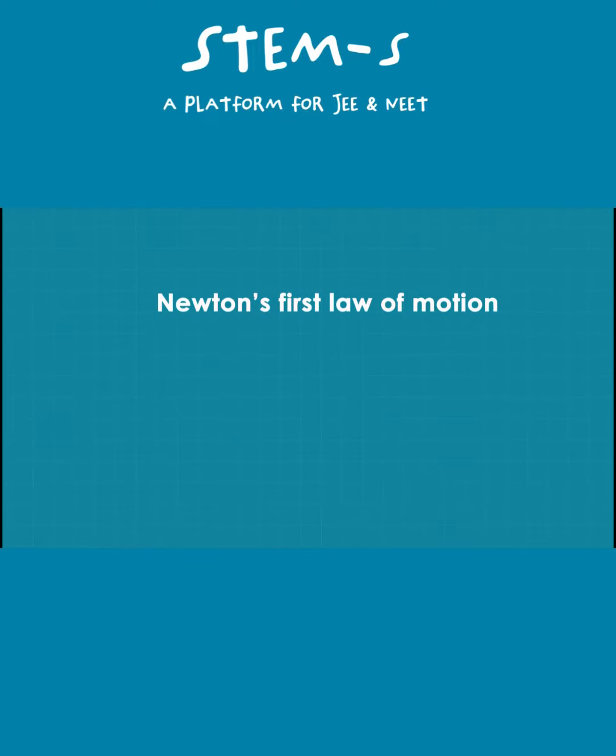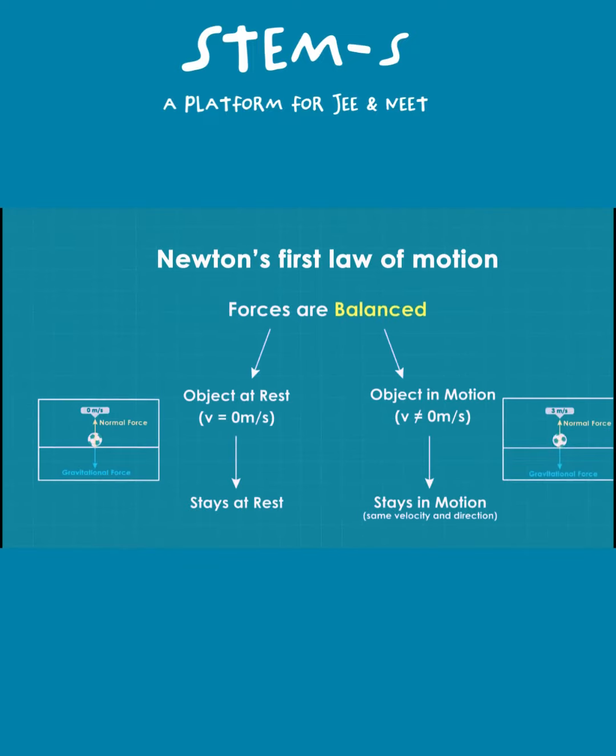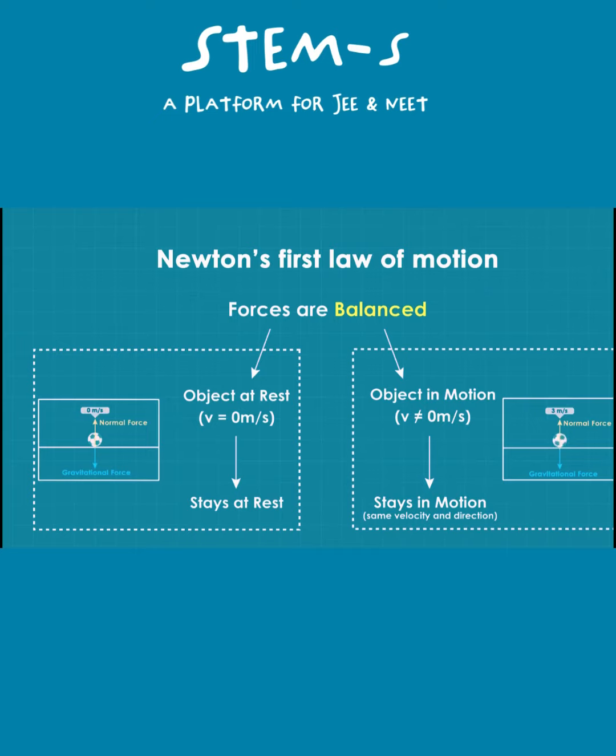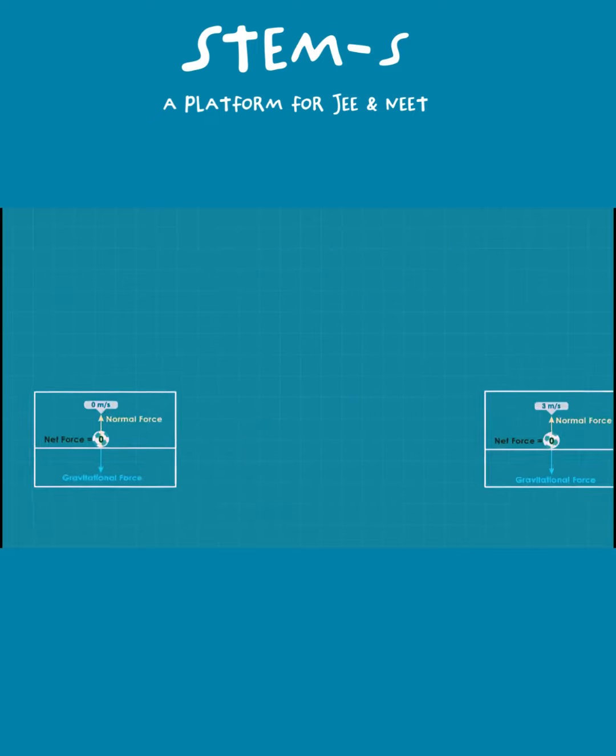Do you remember understanding the first law of motion with a simple diagram? If the forces are balanced, the acceleration will be zero. In the first case, the object will continue to remain at rest. And in the second, the object will continue to stay in motion at the same velocity and in the same direction. Don't forget, these two cases will remain true only if the forces are balanced. Only if the net force is zero.